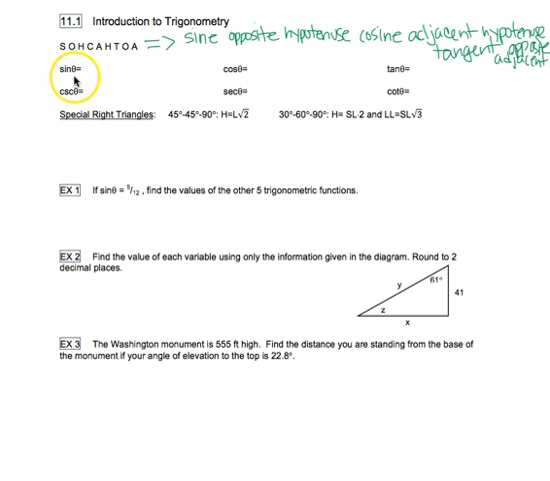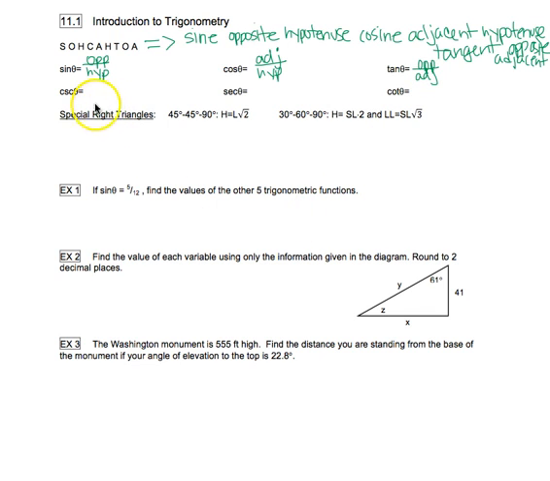So what this is telling us is the sine of an angle is going to be opposite over hypotenuse. Cosine is the ratio of the adjacent side over the hypotenuse. And tangent is the ratio of the opposite side over the adjacent side.